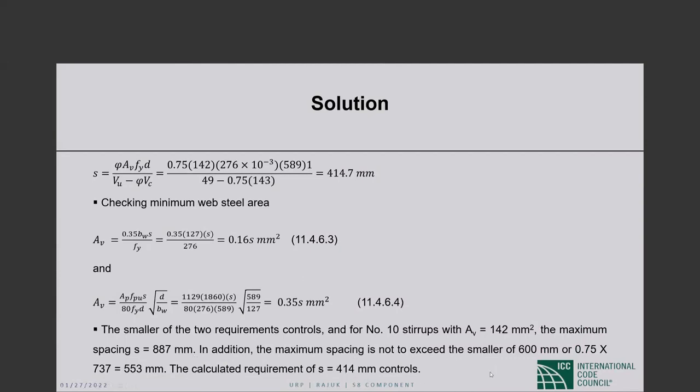And then an additional criterion is that I must use the smaller of 600 millimeter or 0.75H, which is this. So comparing this one with this one and that one, of course, we see that this one controls. So my strength control, this one did not control. So I used a spacing of 414 millimeter. And number 10 worked out fine. If that doesn't work out, then you have to go back and change the stirrup size to be within the allowable limits.